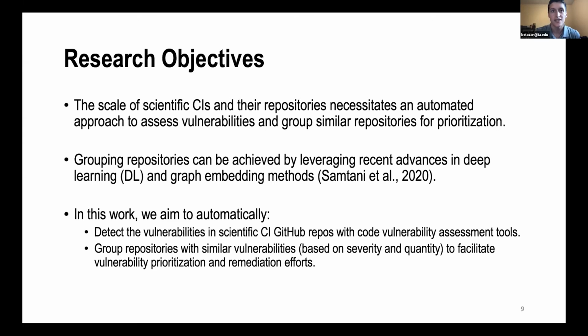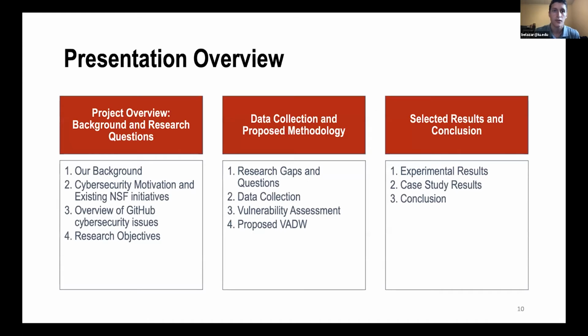Fortunately, recent advances in the use of deep learning to generate graph embeddings can be leveraged for this grouping task. In the remainder of this presentation, I'm going to present our framework that aims to group repositories that have similar vulnerable landscapes within them through the use of a novel deep learning method such that we can process the results of our vulnerability assessment efficiently. Now we'll move on to discussing our research gaps and questions, our data collection, our vulnerability assessment, and our graph embedding method.